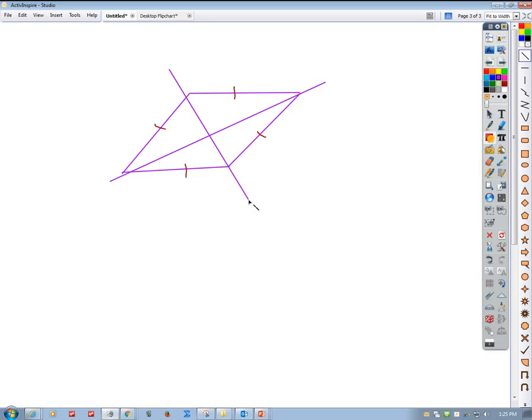Which two-dimensional figure has the most symmetry? Circle. Okay, how many lines of symmetry does a circle have? Infinite. All right. Okay.